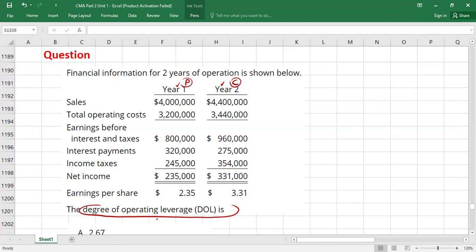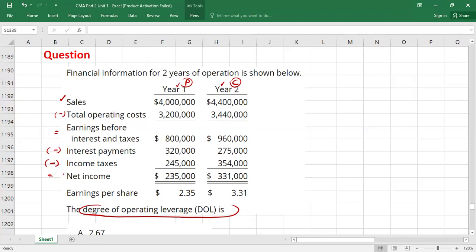So we have to calculate the degree of operating leverage. Here we have the value of sales, the total operating cost, and earnings before interest and tax. Then we have interest payments, income, and then income tax also. So this is called your net income. The data is available for two years, and you are required to calculate operating leverage.